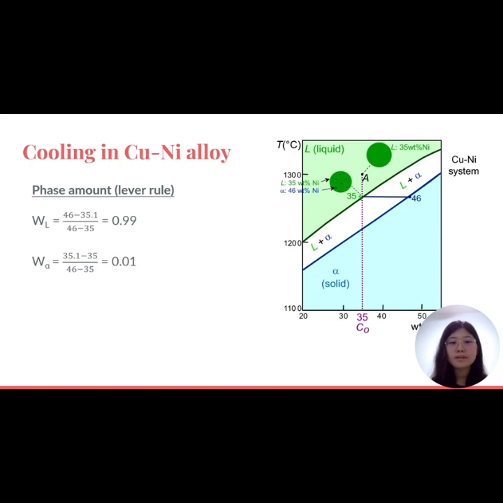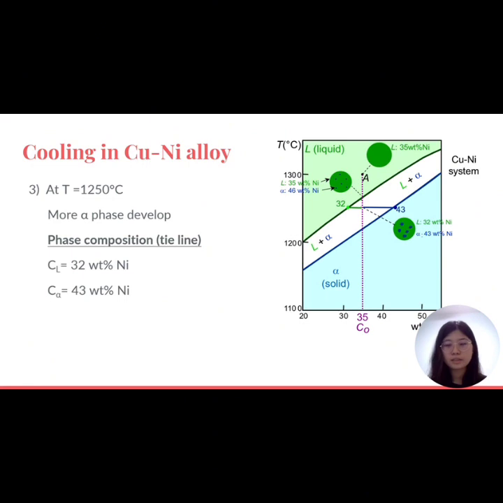A simpler method would be to take the phase amount of liquid, subtract from 1, which will give us the same result for phase amount of solid, which is 0.01. So moving on to temperature of 1250 degrees Celsius, there will be more alpha phase that will develop, and the phase composition can be found using the tie line.